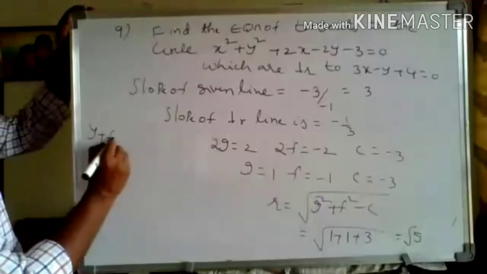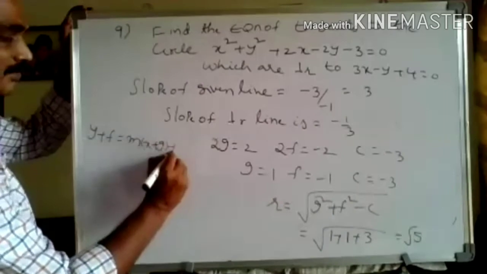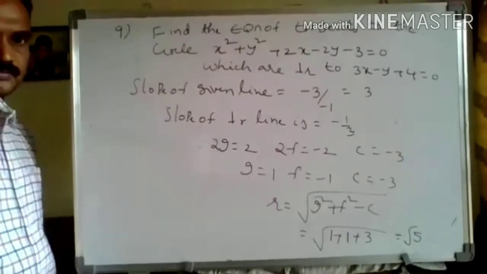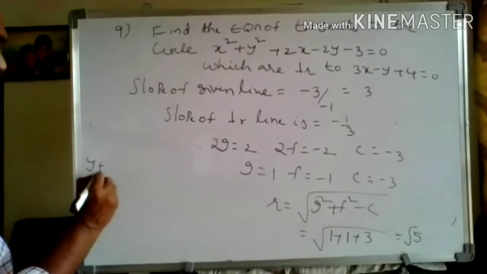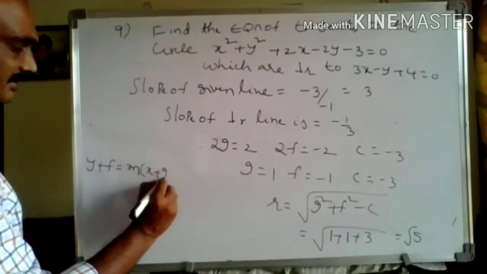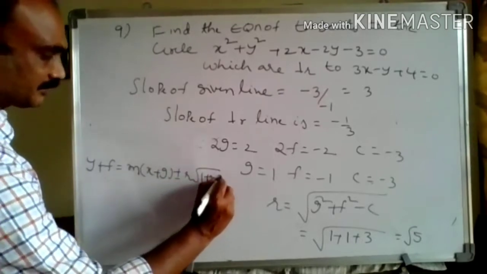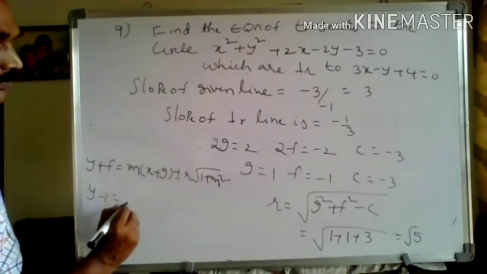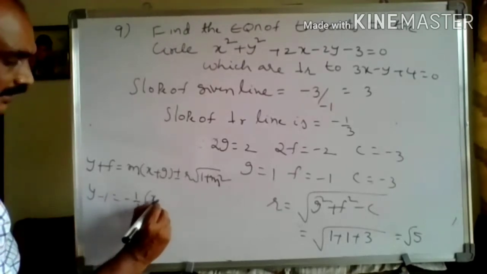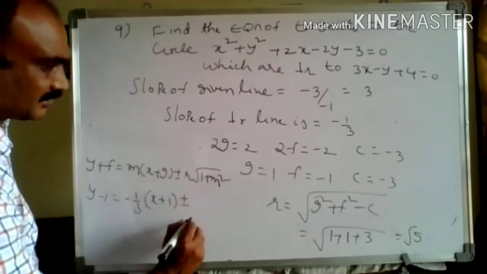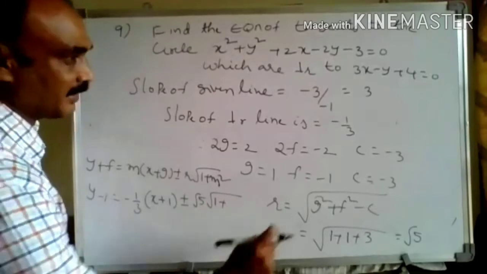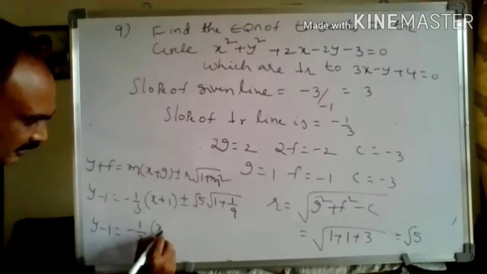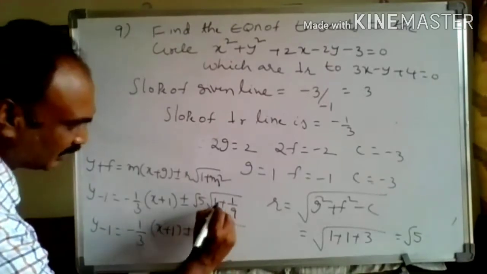Next, the equation of the tangent is y + f = m(x + g) ± r√(1 + m²). Here f is −1, so y − 1 = m(x + g), with m = −1/3 and g = 1, plus or minus r = √5 into √(1 + m²), that is √(1 + (−1/3)²) = √(1 + 1/9) = √(10/9).